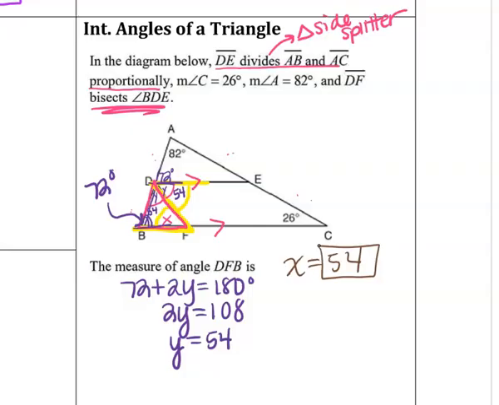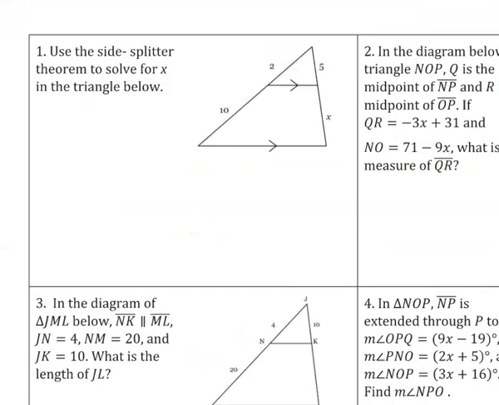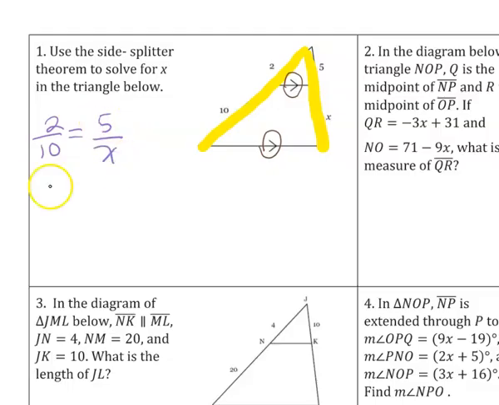Okay, so now that I've gone through all the different skills, we are going to just do some practice problems. All right, so this says use side splitter theorem to solve for x in the triangle below. So side splitter again says that if these are parallel and I have all my information on the sides, which I do, I can do part is to part as part is to part along the sides and cross multiply from there. So 50 equals 2x.